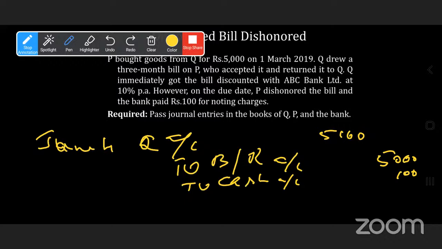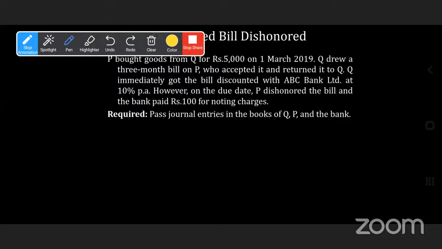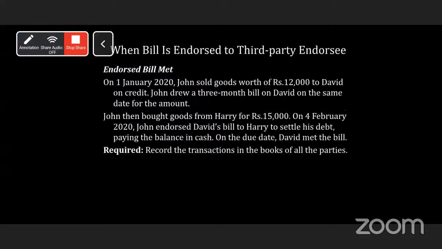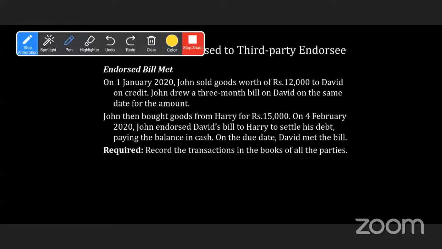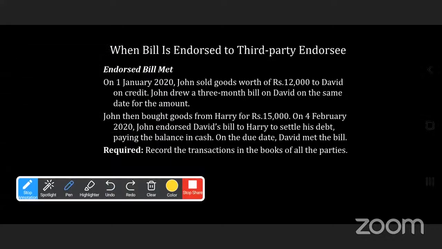Yes, ma'am. Now, when a bill is endorsed to a third party, that is the endorsee. There are 4 options for the drawer. One is the drawer can keep the bill till its maturity, another option is he can get the bill discounted with bank, and the third option is he can endorse the bill to a third party.